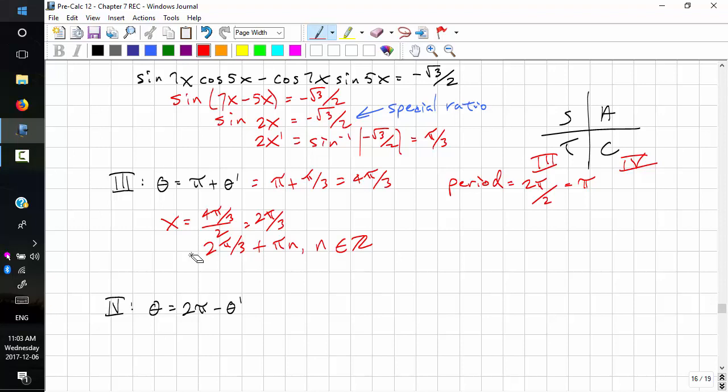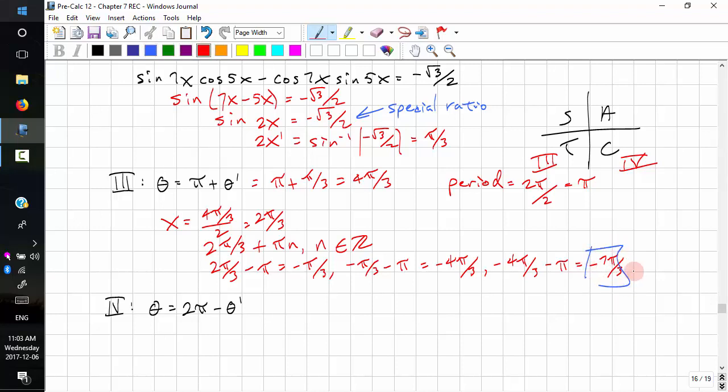And now we need to find our answers in the domain. We start with 2 pi over 3. We subtract pi. That's negative pi over 3. That's not in our domain. Negative pi over 3 minus pi, that's negative 4 pi over 3. That is not in the domain. We subtract again. Negative 4 pi over 3 minus pi, that's negative 7 pi over 3. That is in the domain, so we'll box that answer.